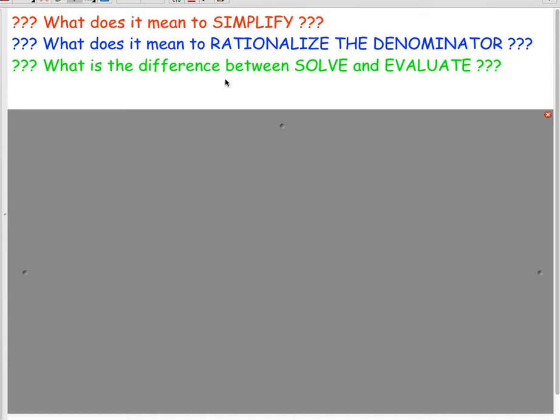All right, so what does it mean to rationalize the denominator? That means get radicals out of the denominator. For some reason, it's bad form to have radicals in the denominator. I didn't make up this rule. It is the way it is. And so if the directions say that, you need to get rid of the radical in the denominator.